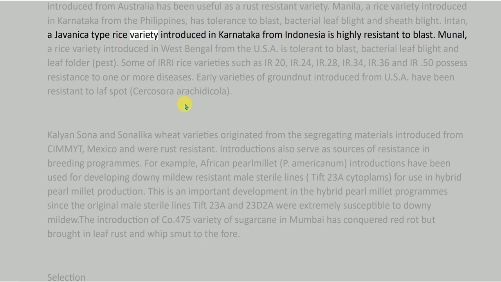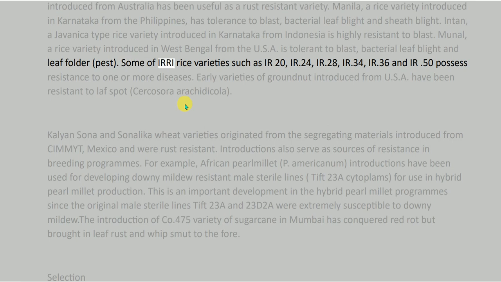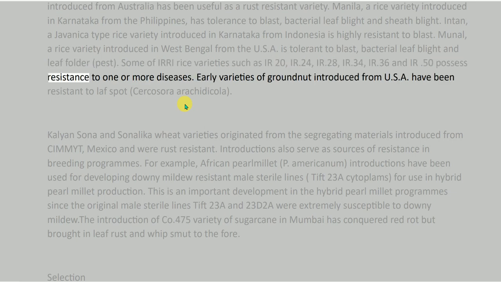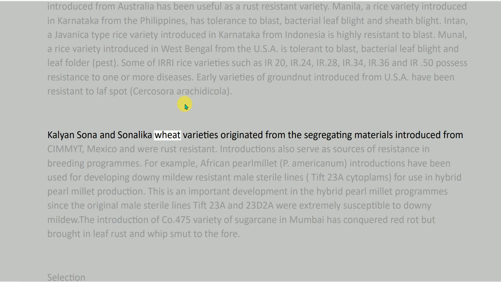Munal, a rice variety introduced in West Bengal from the USA, is tolerant to blast, bacterial leaf blight and leaf folder pest. Some of the IRRI rice varieties such as IR20, IR24, IR28, IR34, IR36 and IR50 possess resistance to one or more diseases. Early varieties of groundnut introduced from USA have been resistant to leaf spot, Cercospora arachidicola. Kalyan Sona and Sonalika wheat varieties originated from the segregating materials introduced from CIMMYT, Mexico and were rust resistant.